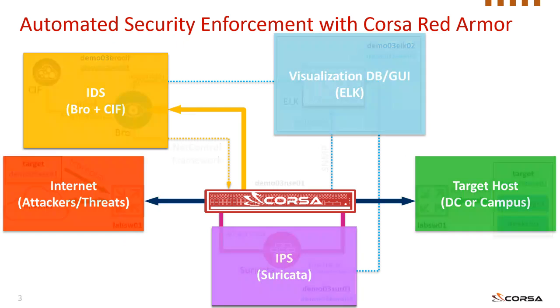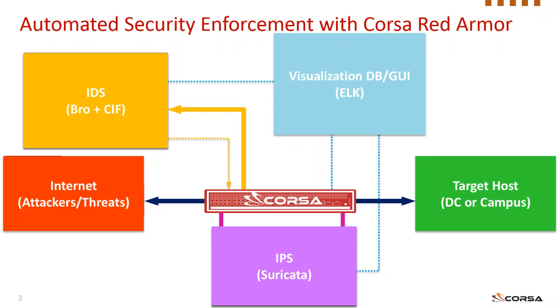Here is a simple picture of the setup. We have a target host representing a campus or data center connected to the internet with the Corsa Red Armor deployed on the wire in between. The Red Armor is a layer 2 transparent device, so it doesn't impact routing or other layer 3 operations.